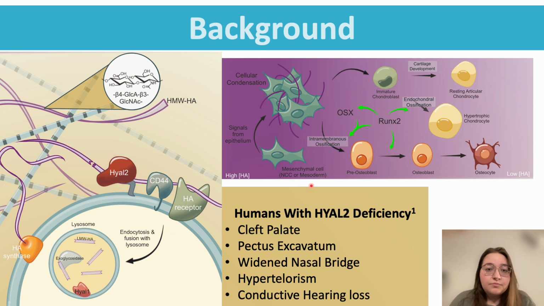During bone development, mesenchymal cells will migrate into a cell-free, HA-rich environment where they can condense and proliferate. These cells will then differentiate as HA is removed.